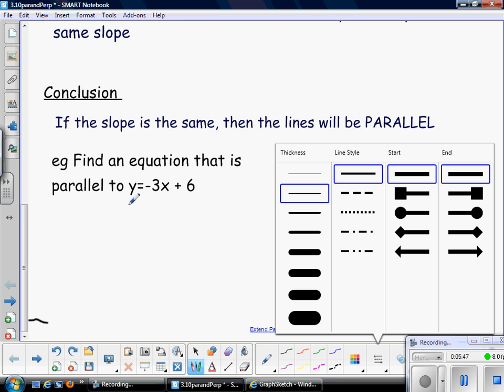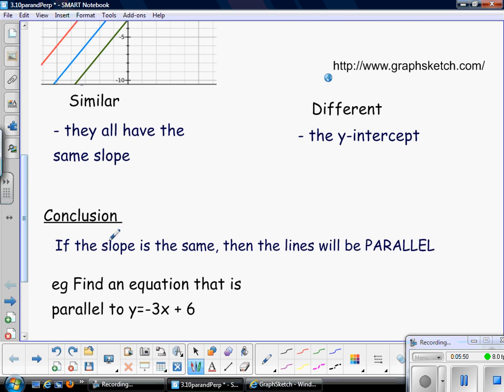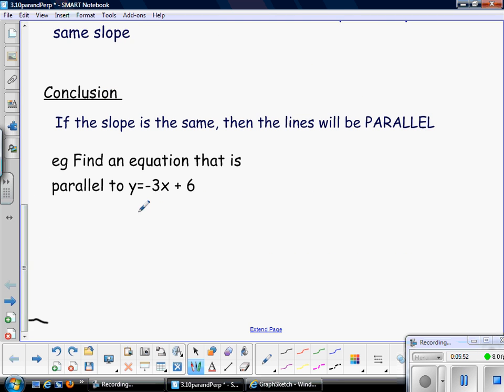We need to, first of all, find out what our slope is. Well, here's our slope here. So from y equals mx plus b, I can see that my slope is negative 3. So as long as I create equations with the slope of negative 3, I'm correct.